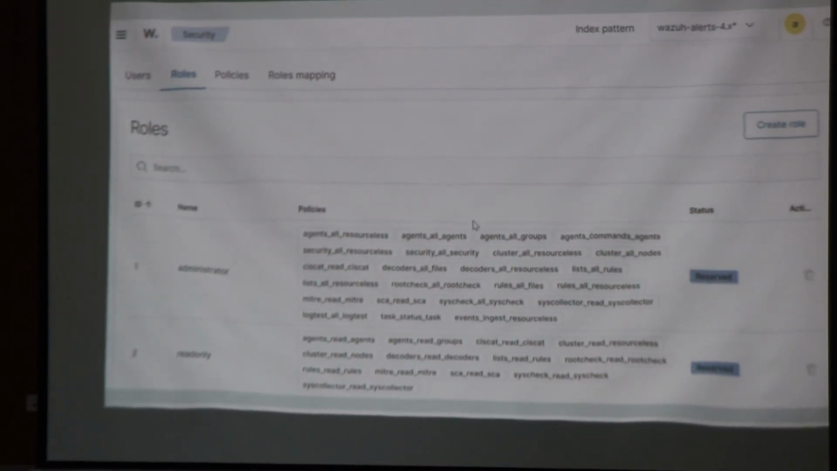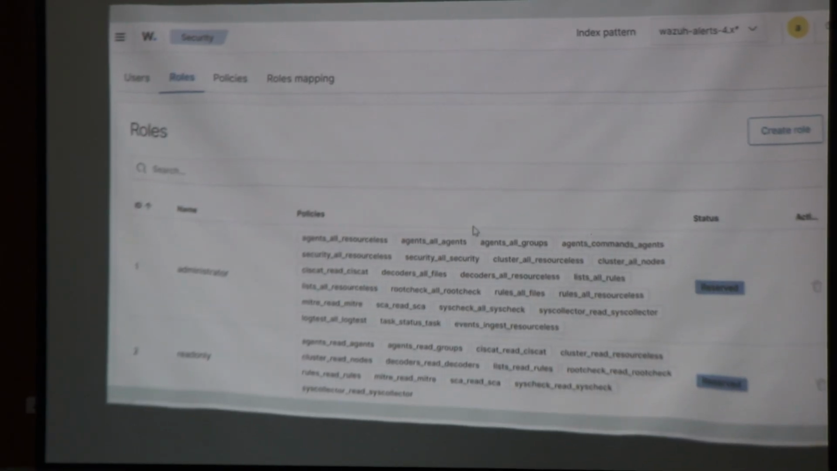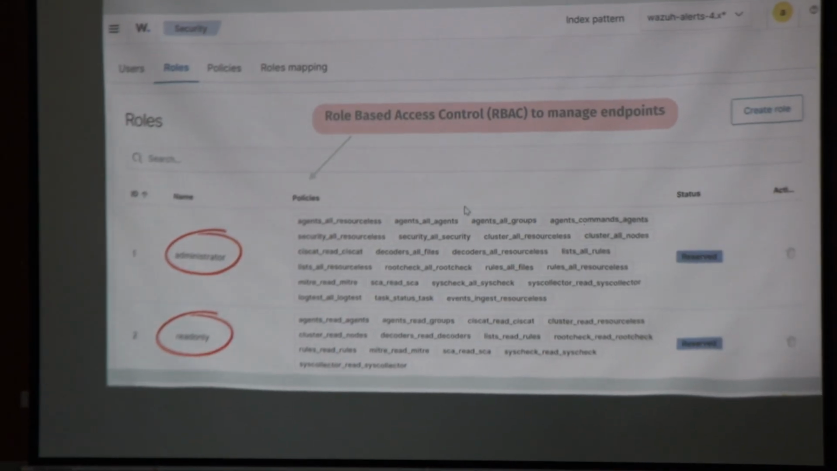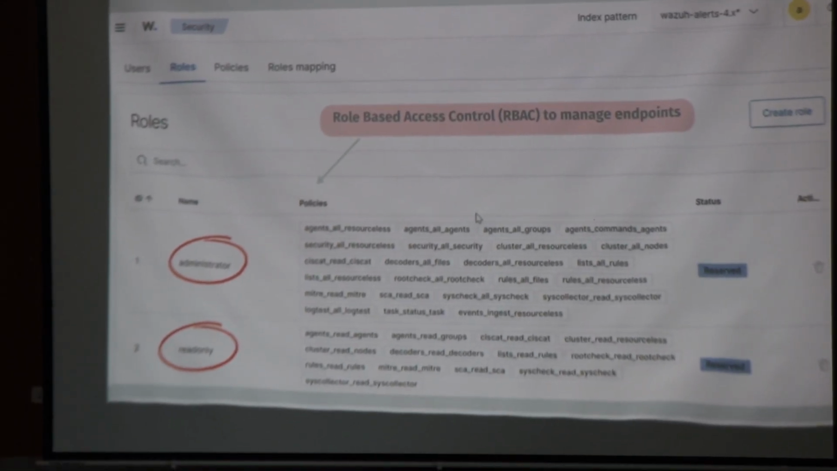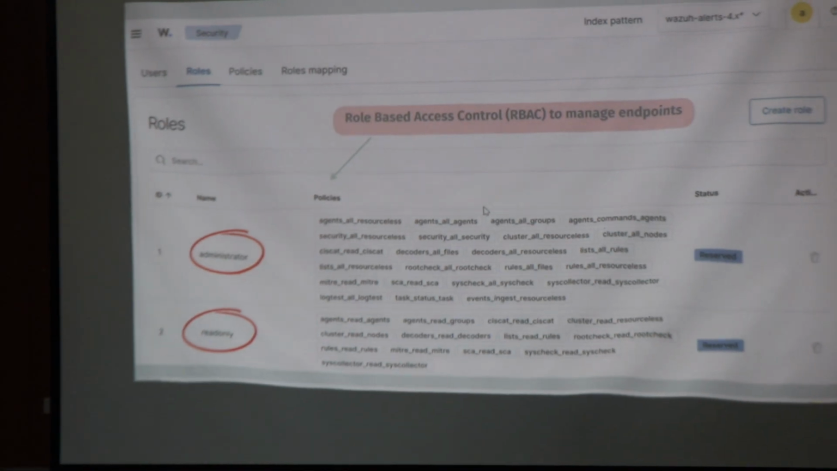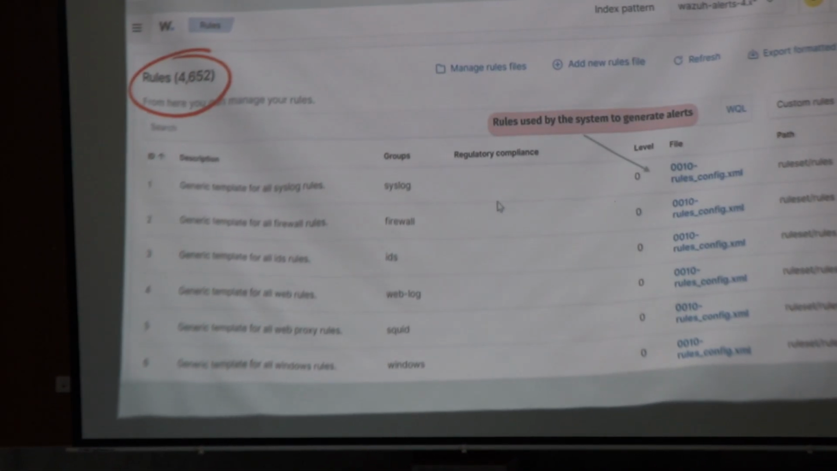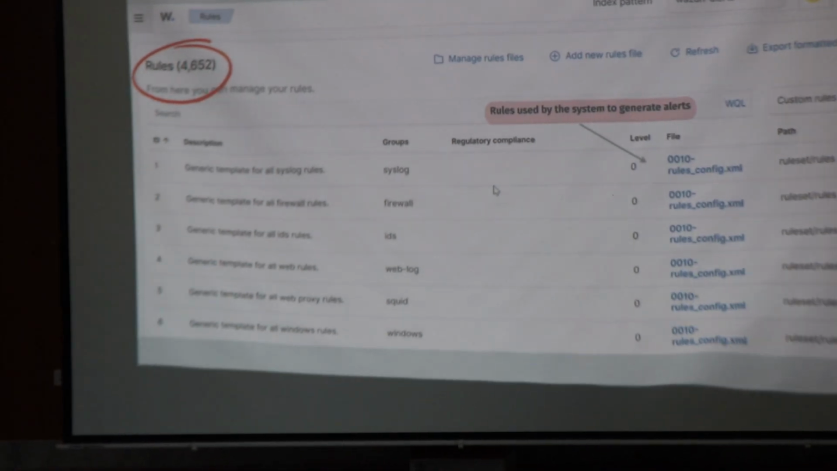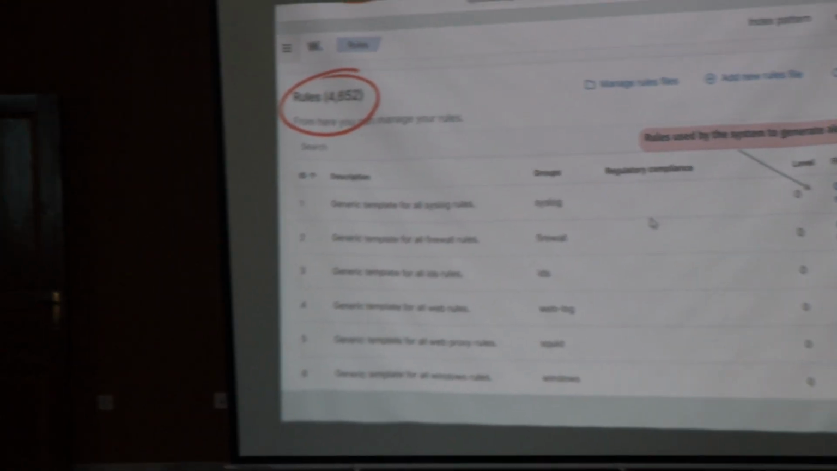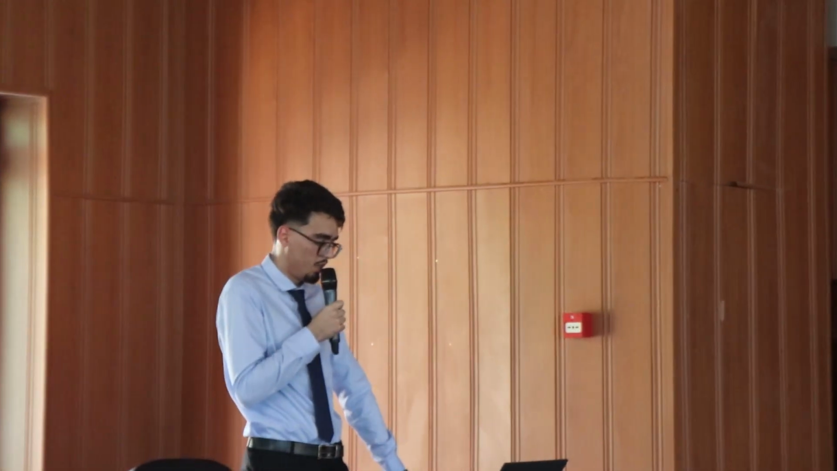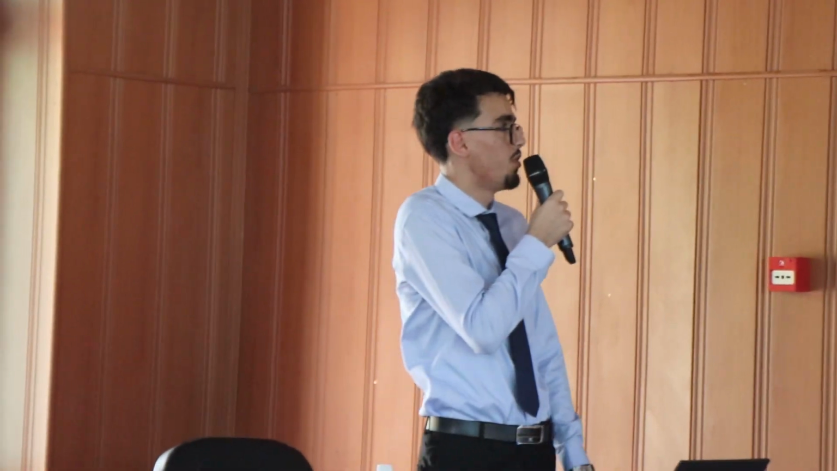But who can access what? Wazuh uses role-based access control, where administrators have full access and the read-only user can just view the dashboard without making changes. It depends on the rules, but it also gives us the ability to create custom rules which enhance the detection. I created several attacks. We will talk about some of them.